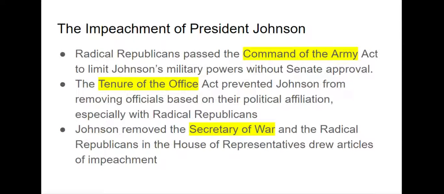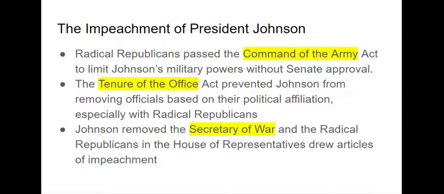The Radical Republicans passed the Command of the Army Act to limit Johnson's military powers. He would have to have Senate approval to pretty much do anything. And another one, the Tenure of Office Act, prevented Johnson from removing officials based on their political affiliation. A lot of times, the president has that right to remove certain people. We've seen our current president do it quite frequently. And in response, Johnson was like, "Phooey, I'm going to remove the Secretary of War."